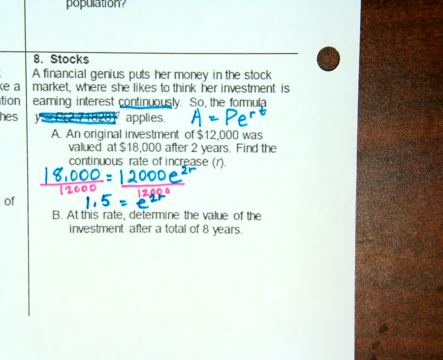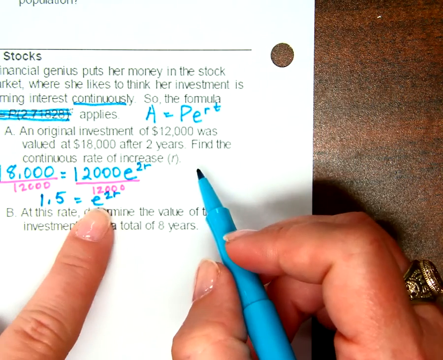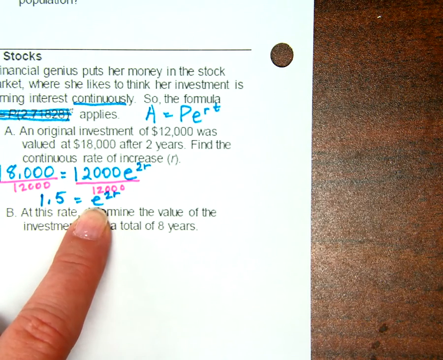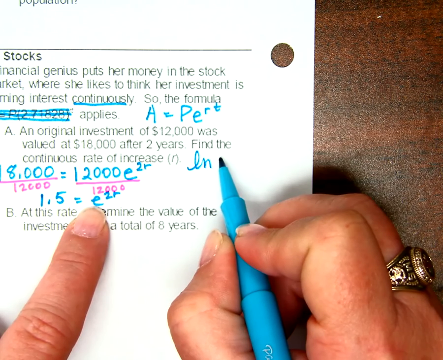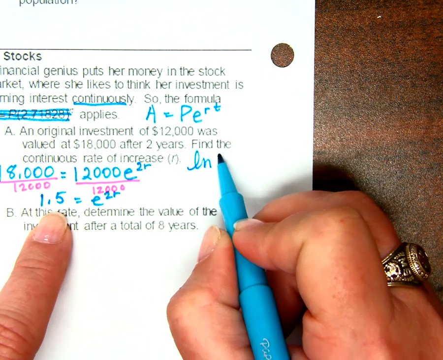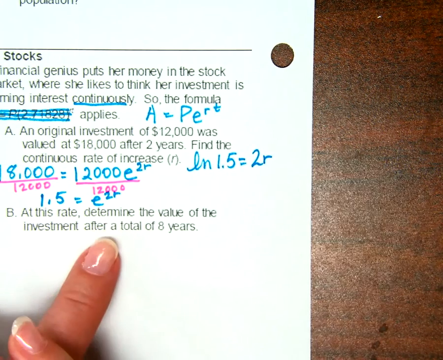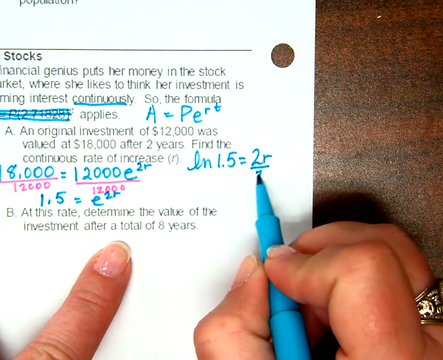Is the base isolated? Yes. So what should we do now? So we can put it in logarithmic form. What is logarithmic form for this problem? Log base e. Oh, but we don't write that, right? Because that's ridiculous. Natural log of 1.5 equals 2r. And to solve for r, what are we going to do? Divide it by 2.